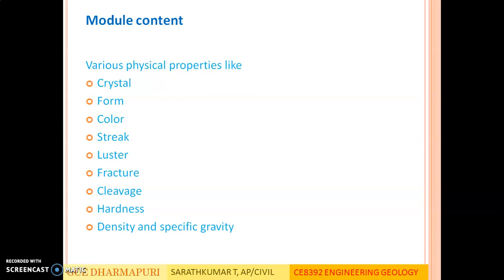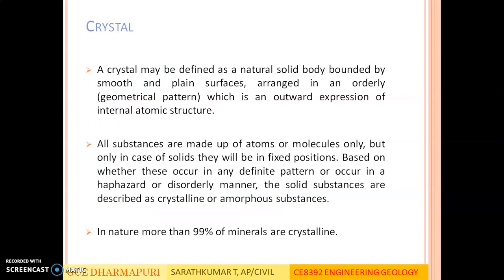So the various physical properties of minerals are crystal, form, color, streak, luster, fracture, cleavage, hardness, density and specific gravity. In this module we will be seeing these physical properties and how with these physical properties you can differentiate the various minerals. First we will be seeing about crystal.